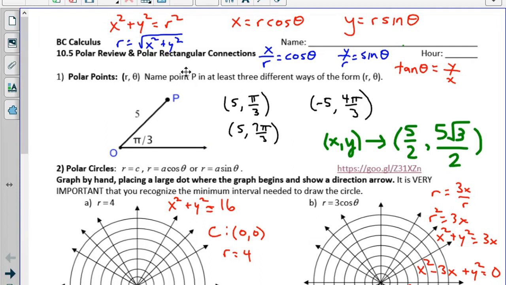Polar review and rectangular coordinate connections with polar as quickly as possible for a 5-page worksheet. Number one, polar points. So polar points are in r comma theta instead of x comma y.